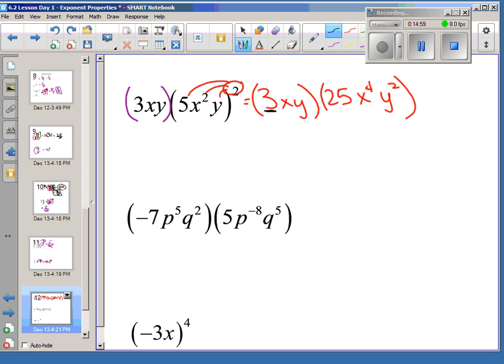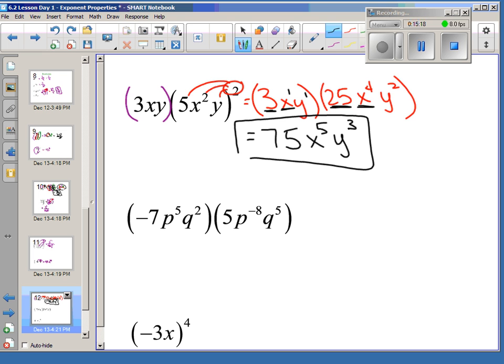And now we can combine like terms. So 3 times 25 is 75. x times x to the fourth, remember this is like x to the first. So x to the first times x to the fourth means we add those exponents. We get x to the fifth. Same thing with our y's. We add those and we get y cubed. And there's our final answer.